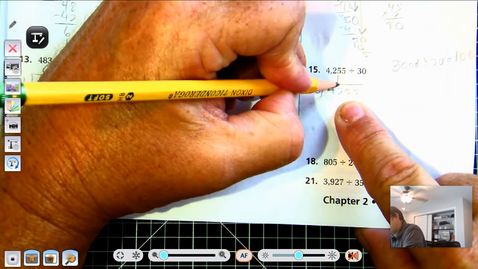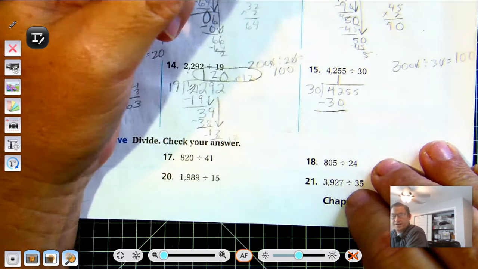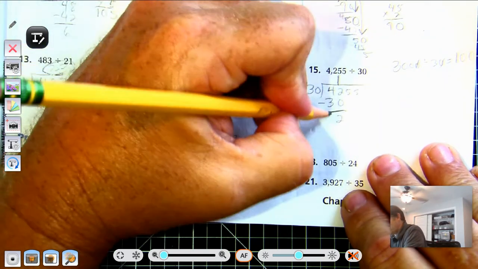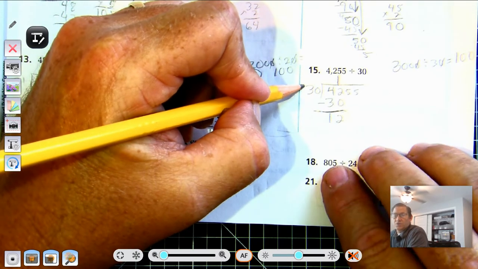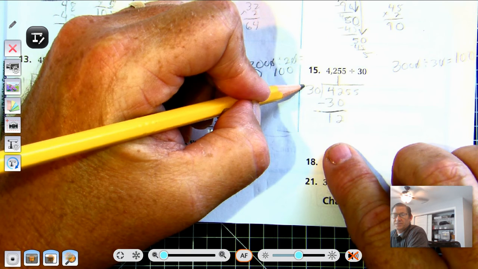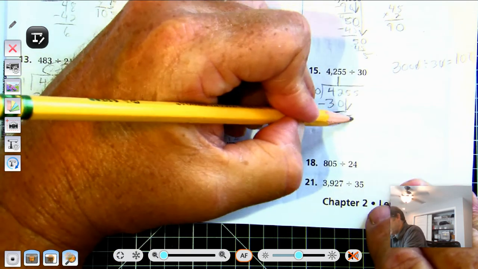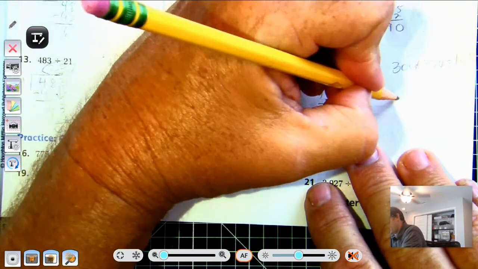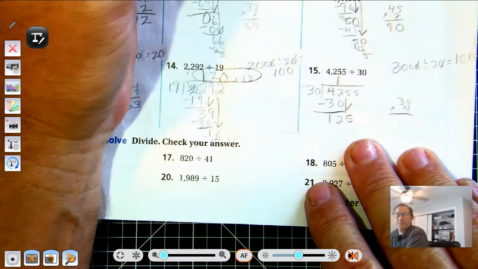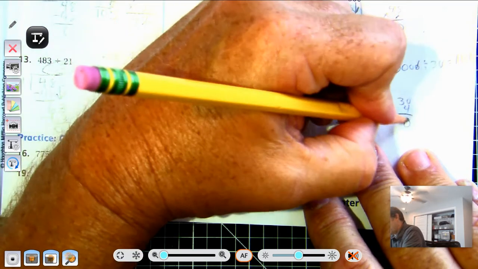So how many 30s can I take from 42? Just one. 30 times 1 is 30. Subtract, we're left with 12. 12 can't be shared with 30. So we're going to trade those 12 hundreds for 120 tens and bring down the 5 tens. 30 times what is close to 125? Well, I know 4 times 3 is 12, so I'm going to try 30 times 4.